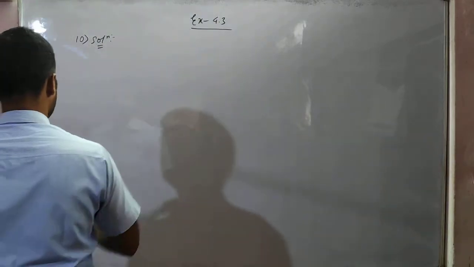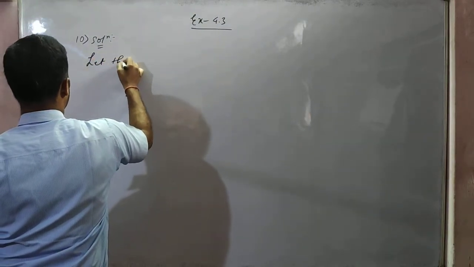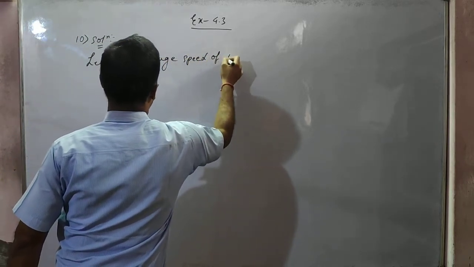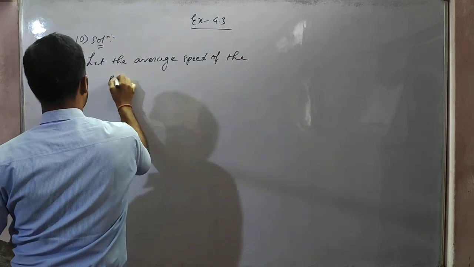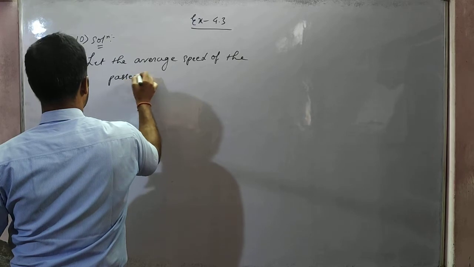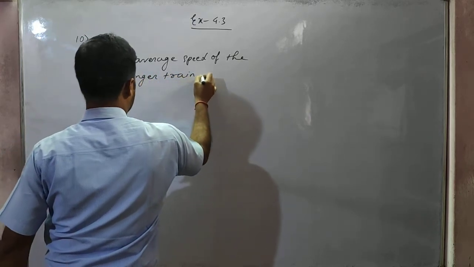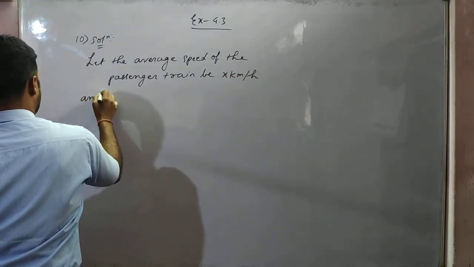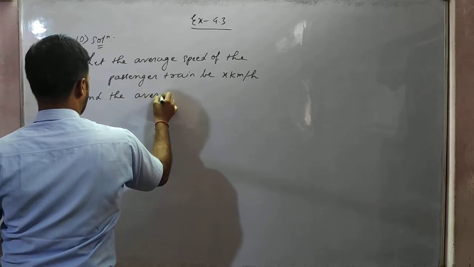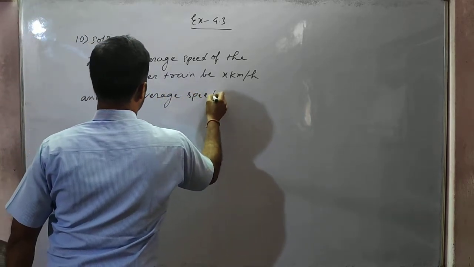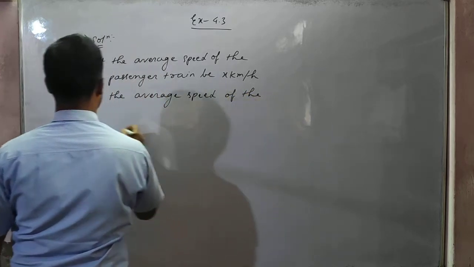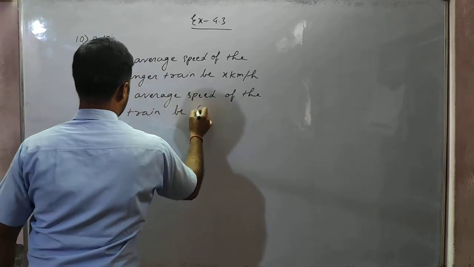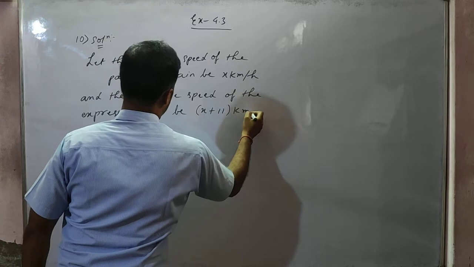Okay, so let the average speed of the passenger train be x km per hour and the average speed of the express train be x plus 11 km per hour.